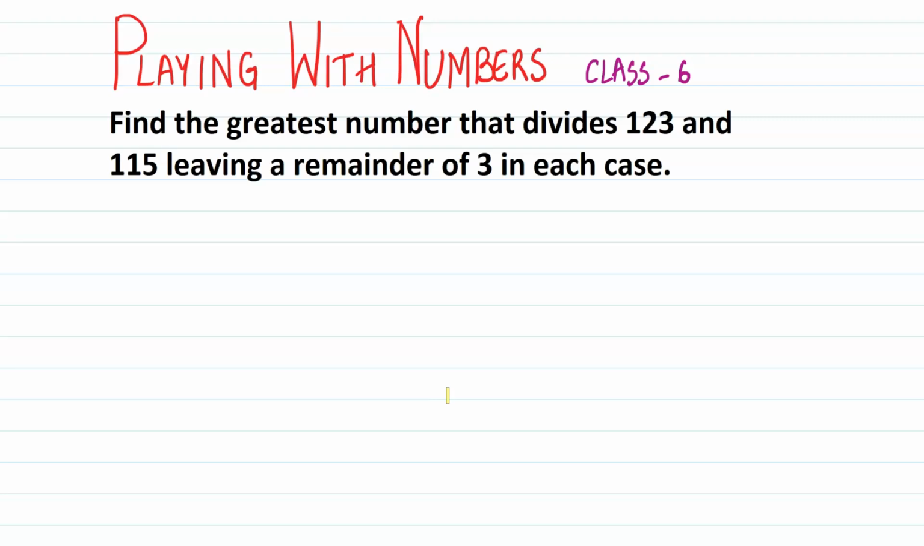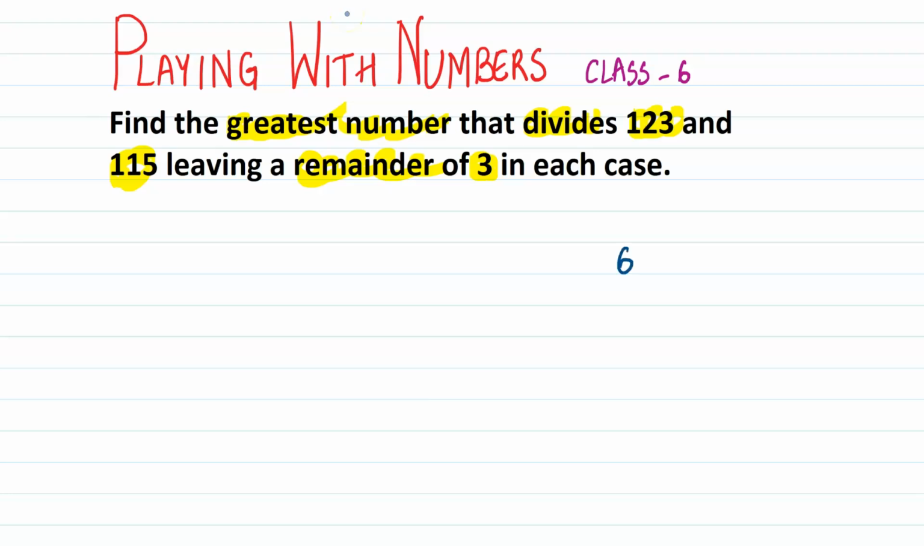So let's start. The problem says: find the greatest number that divides 123 and 115, leaving a remainder of 3 in each case. Now, in order to understand this problem, first of all let us understand what is meant by remainder. Let's take a few examples.